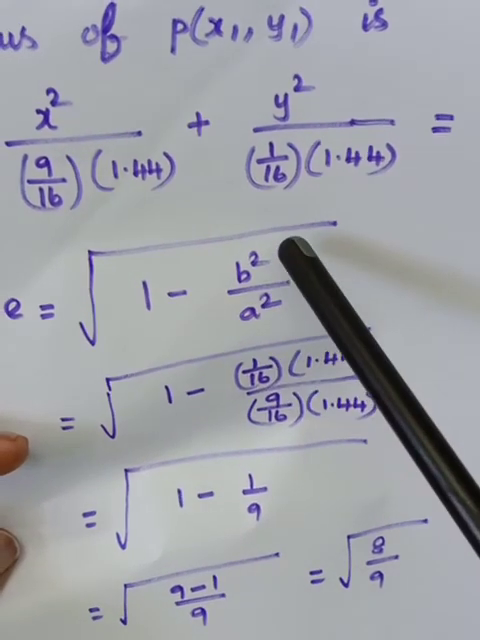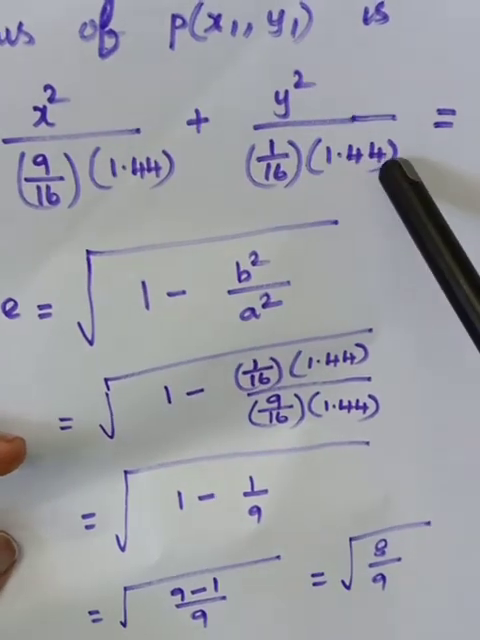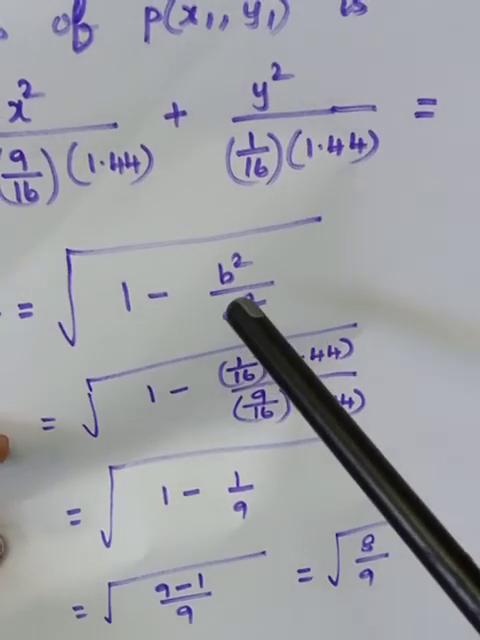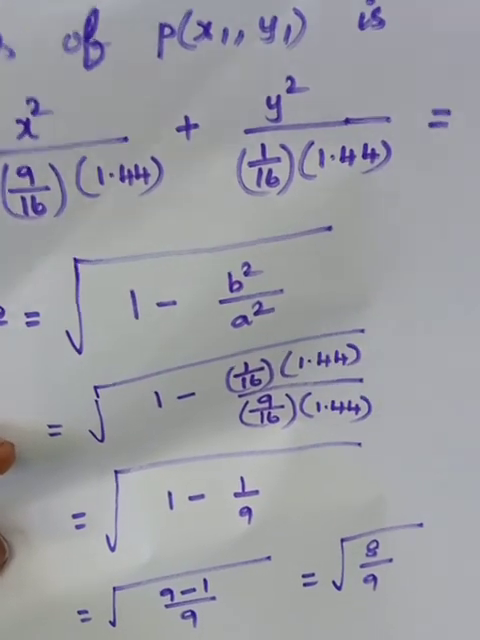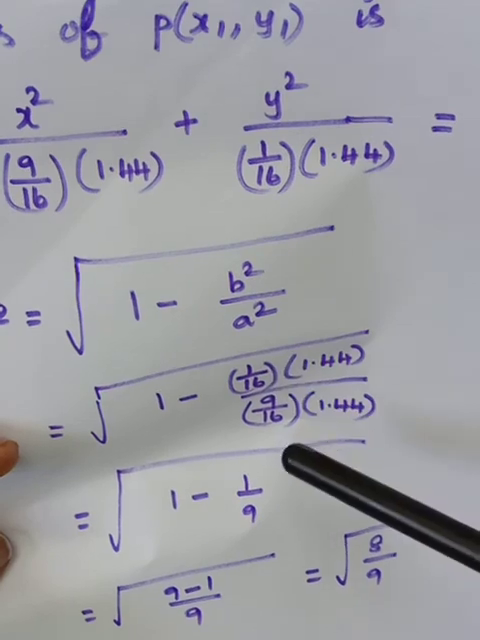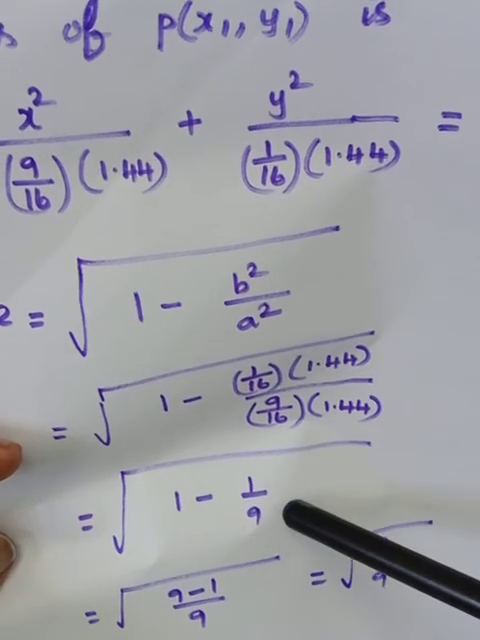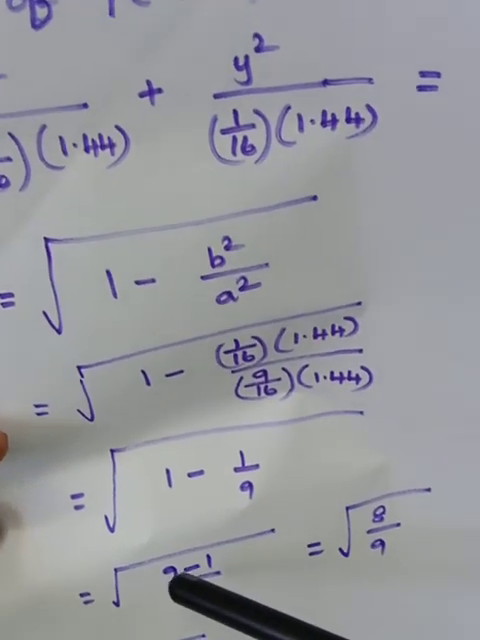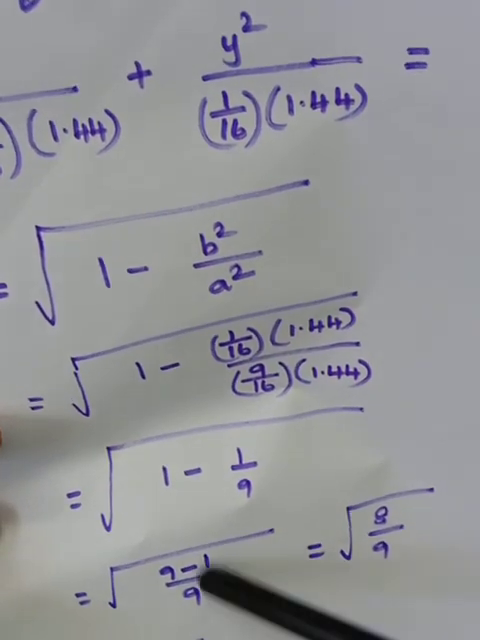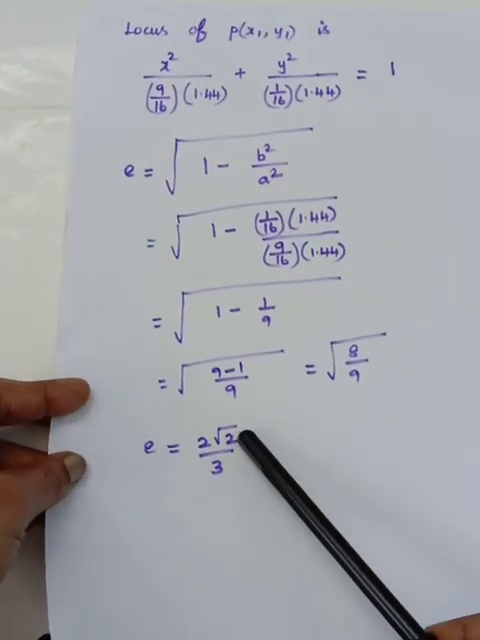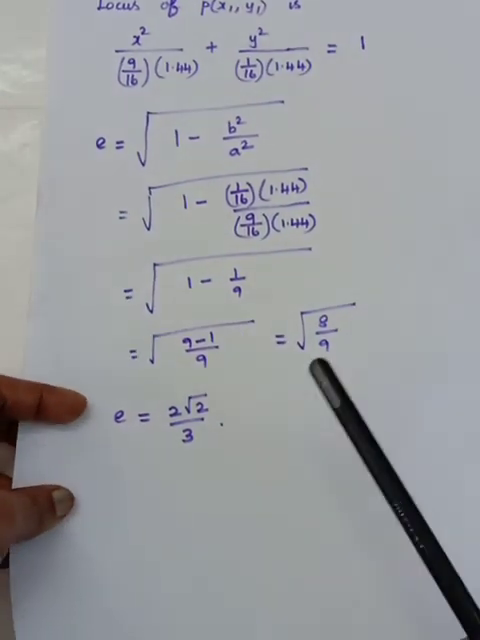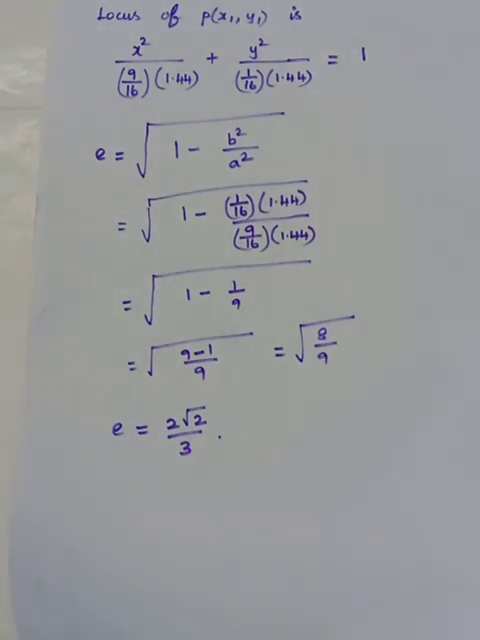So what is your b squared? It is 1 by 16 into 1.44, divided by a squared, which is 9 by 16 into 1.44. So 1.44 and 1.44 get cancelled, and the 16 also gets cancelled. So here you are getting 1 by 9. If you take LCM, that is 9 minus 1 divided by 9. 9 minus 1 is 8. 8 divided by 9. So square root of 8 is 2 root 2 divided by 3. So the locus of the point P is nothing but an ellipse, and the eccentricity is 2 root 2 by 3. Thank you, students.